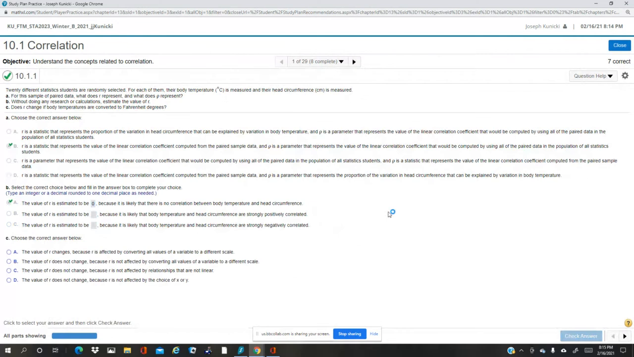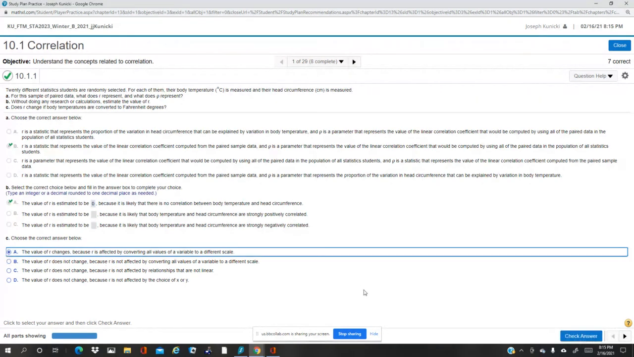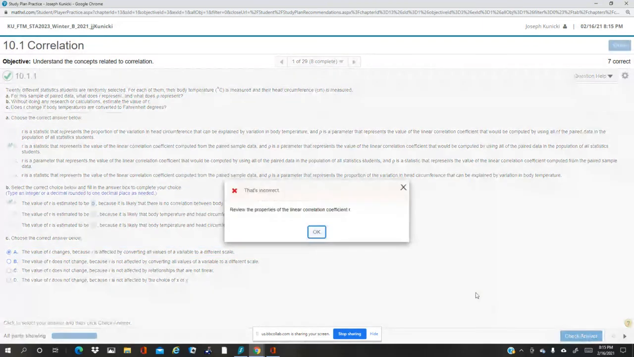Choose the best answer below for, does r change if the body temperatures are converted to Fahrenheit? Well, the dots change, the scatter plot changes, but still there's not going to be any correlation. So that would be A. It doesn't matter what scale you use, because temperature is just an arbitrary scale anyway.